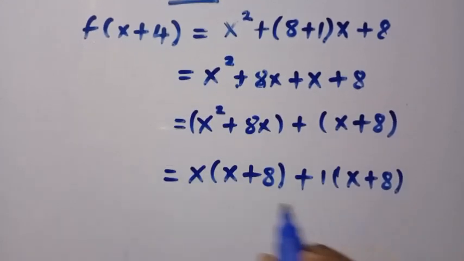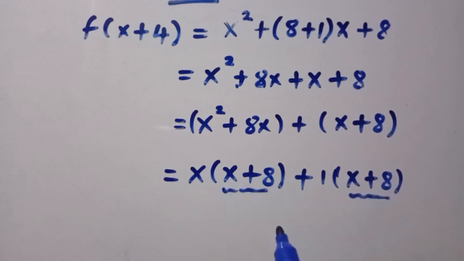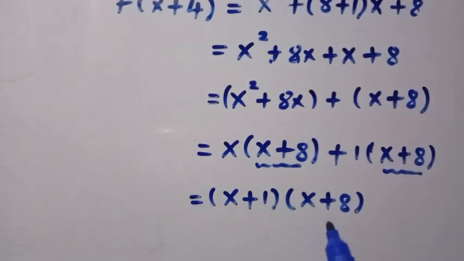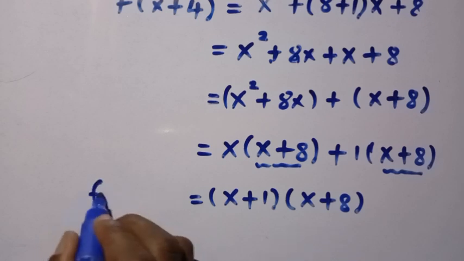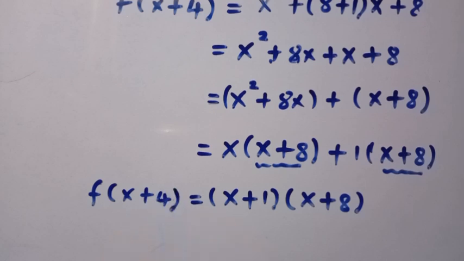So after having this, here we have x plus 8 and this is also x plus 8. This one has a coefficient of x and this has a coefficient of 1. So we combine their coefficients and take one of these x plus 8. Here we have x plus 1, then we place it beside x plus 8. And we shouldn't forget that this is a complete factorization of the quadratic above, and everything equals this function, which is f of x plus 4.